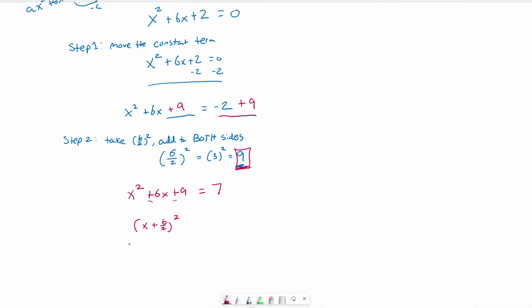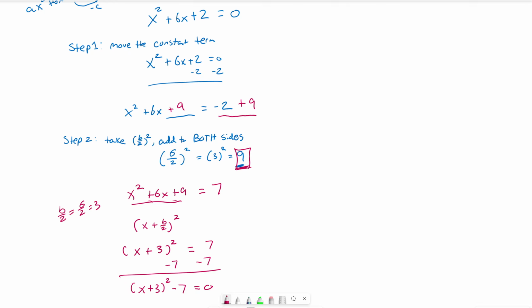So for us that will become x plus, and we did b over 2 earlier, b over 2 is equal to 6 over 2, which equals 3. So we get x plus 3 quantity squared. And that makes sense. That's our perfect square trinomial. And then we deal with the 7 on the right. We're going to subtract 7 from both sides, and we get x plus 3 quantity squared minus 7 equals 0.